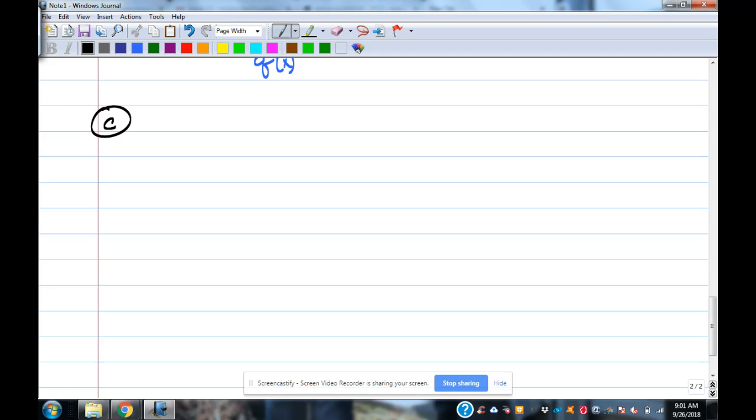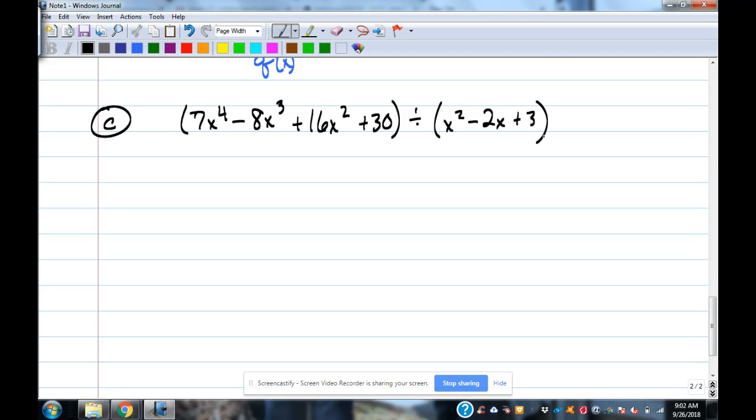Let's look at this one. 7x to the 4th minus 8x cubed plus 16x squared plus 30 divided by x squared minus 2x plus 3. Okay. We can do long division with this one, and then we'll try to dive into synthetic division, which is much shorter. Yay. All right.